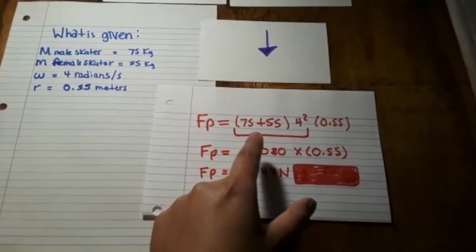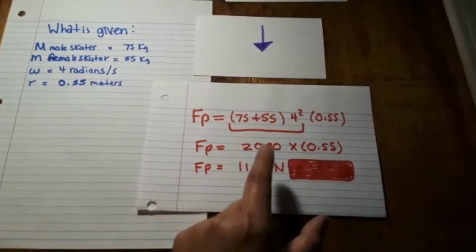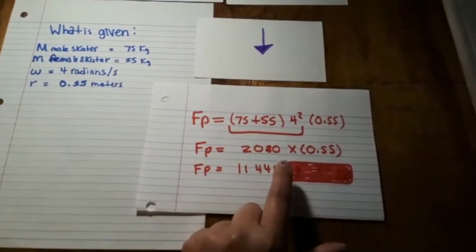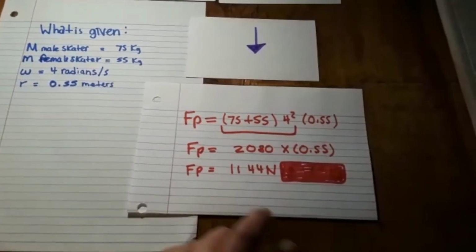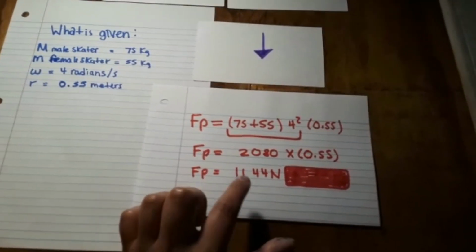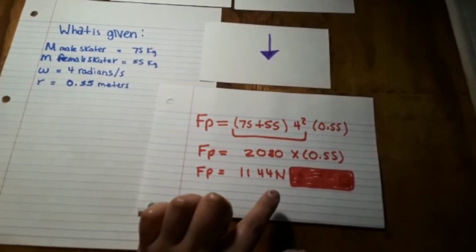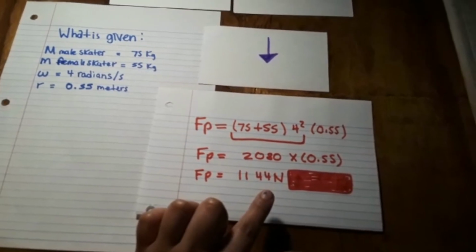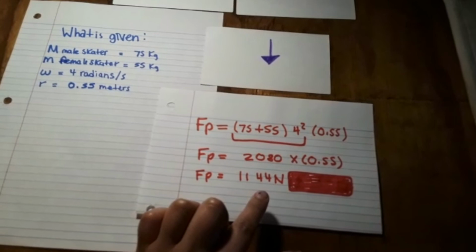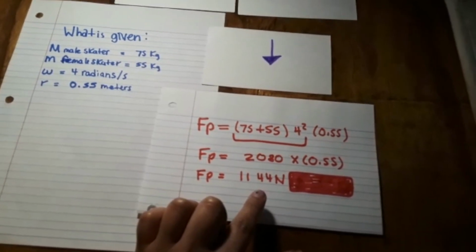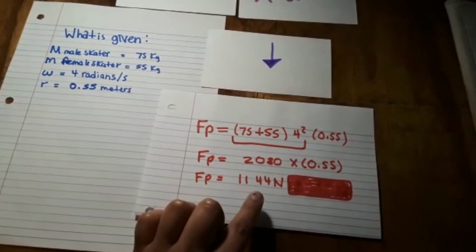Okay, so 75 plus 55 times 4 squared equals 2080 times 0.55, and that equals 1,144 newtons. So that will be the amount of force that our figure skater has to have in order to maintain the other figure skater.